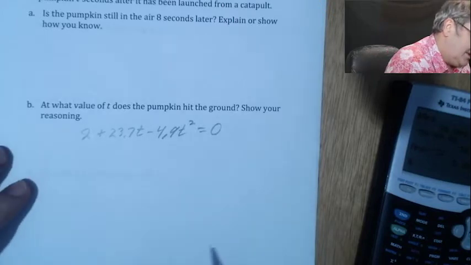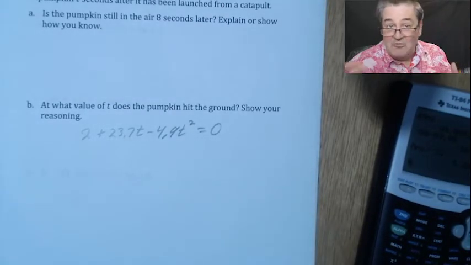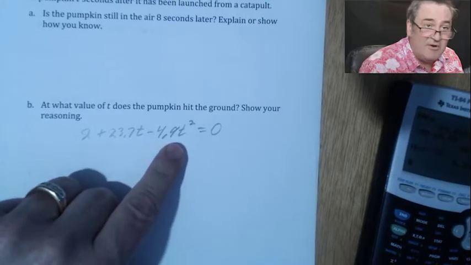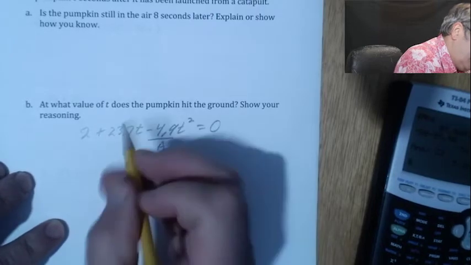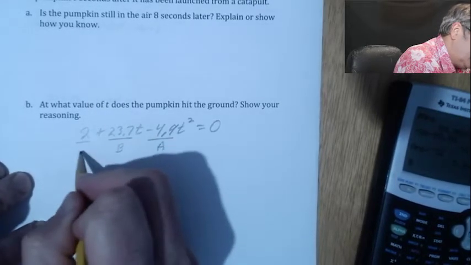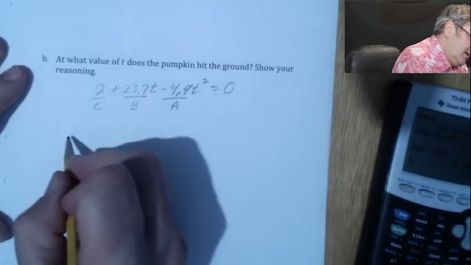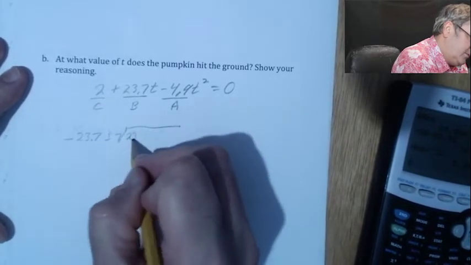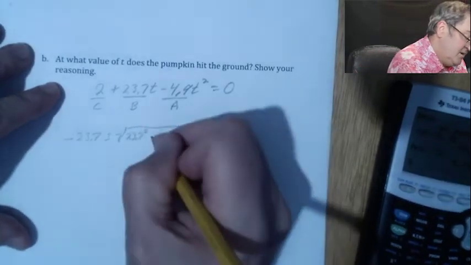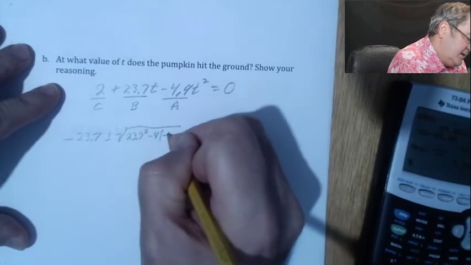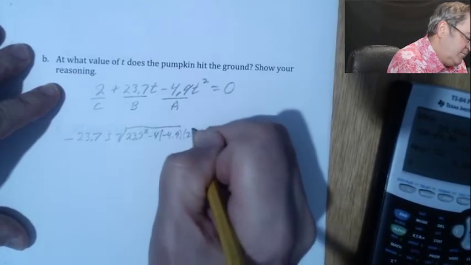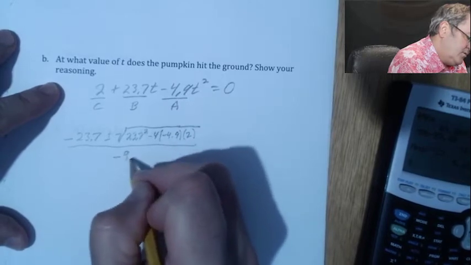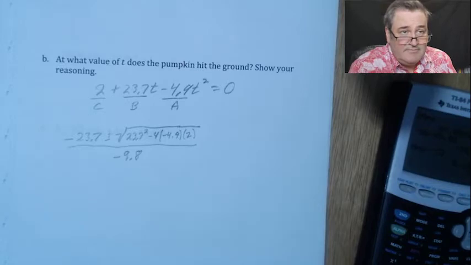So, ABC. What is the A? Rearranged equation. Remember, the A is always the coefficient of the squared variable. Our t squared is on this end. So, negative 4.9 is our A. This is our t, so it's B. And the constant is first. Constant, C. All right, so negative B, negative 23.7, plus or minus the square root of 23.7 squared, which we'll figure out in the calculator, minus 4 times A, which is negative 4.9, times C, which is 2. All of that over 2 times A. A is negative 4.9, so 2 of those, negative 9.8. Okay, there's our quadratic formula.